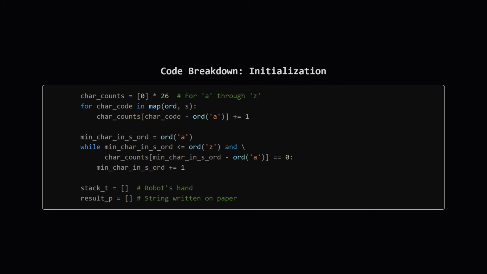First up, the setup. We create an array called char_counts of size 26. This will store how many times each letter from a to z appears in the input string s. We loop through s once to fill these counts. Then, we figure out the very first min_char_in_s. We start checking from a. The min_char_in_s_ord variable will hold the character code of this smallest character. We keep incrementing it past a, b, and so on, until we find a character that actually exists in s. Its count is greater than 0. Finally, stack_t is an empty list that will act as the robot's hand, our stack, and result_p is an empty list where we'll build our final answer.